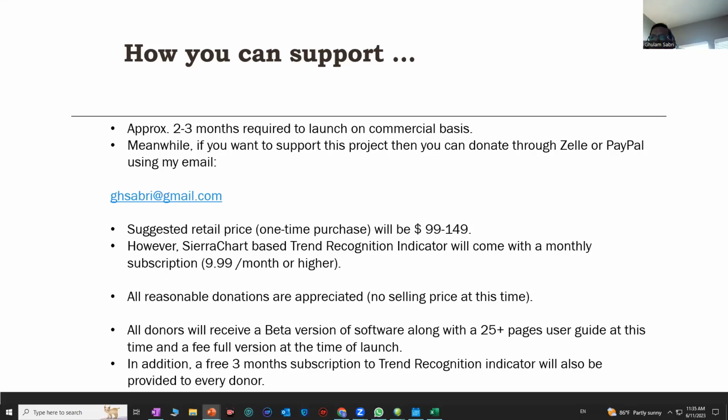I think you're right, Sabri. We all should support you on this. It's a very small amount, nothing big. Whatever you think, you can send it through PayPal or by email. It's just up to you. And as I said, I will provide a free full version afterwards, and a 3-month subscription to the Trend Recognition Indicator as well to every donor.